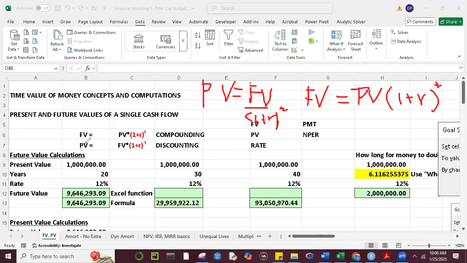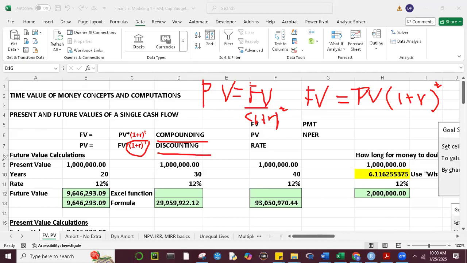The process of getting the present value given your future value is called discounting. Compounding to get the future value, discounting to get the present value. And this factor, (1 plus r) raised to the negative t, is called your discount factor.